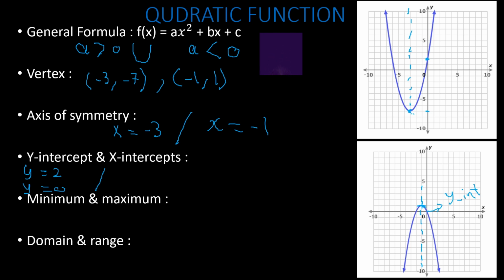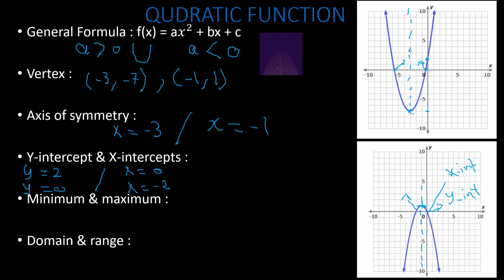For x-intercepts, these are the points where the curve intersects the x-axis. The first shape meets at almost -6, and here at almost 0. In the second shape, it's 0 and -2. So x equals 0 and x equals -2. We know that we can have two x-intercepts, but only one y-intercept.